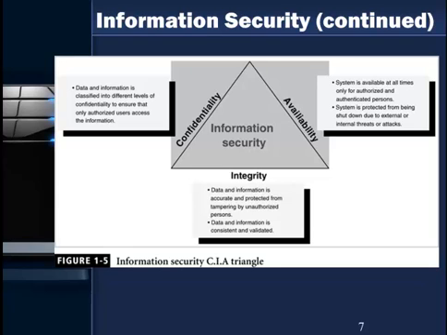Availability: at all times for authorized and authenticated persons, and systems protected from being shut down due to external attacks and internal attacks as well.